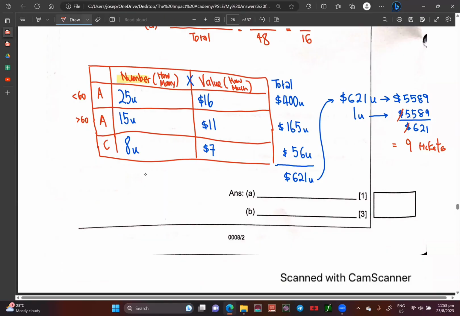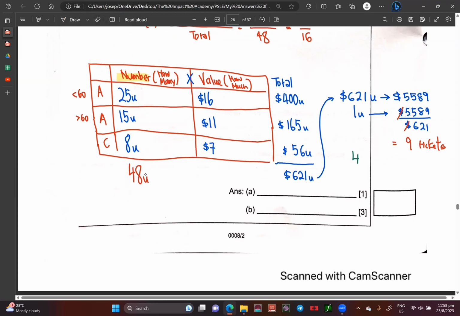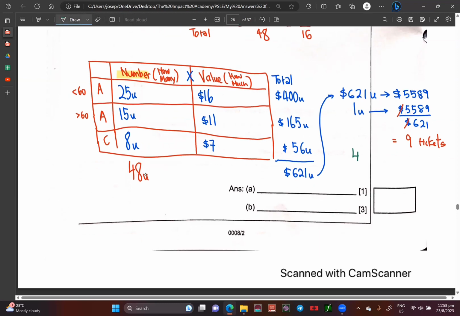Over here we know it's 25 plus 15 plus 8. That gives me 48 units in total. So what is it that we have to find? We have to find 48 units. So when we do 9 times 48, we will get an answer of 432 tickets. All right, so therefore, this is your B answer for this question 14.